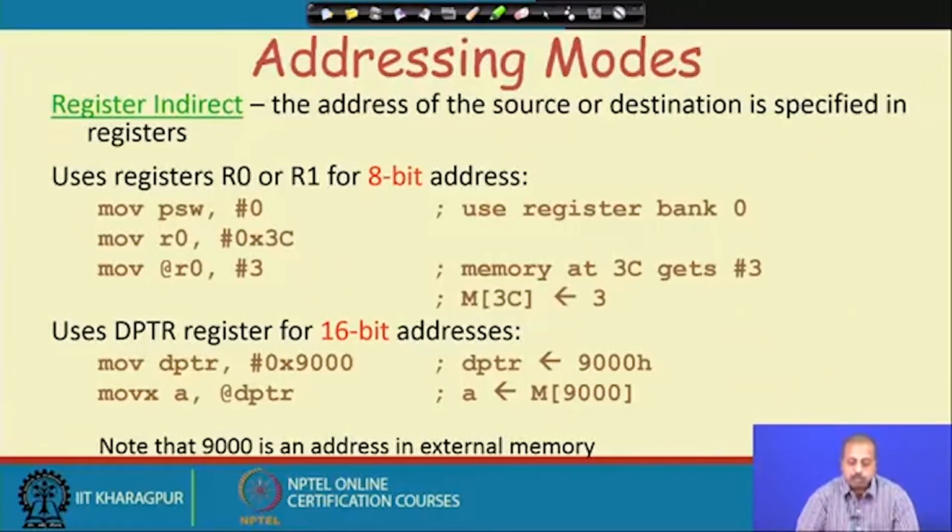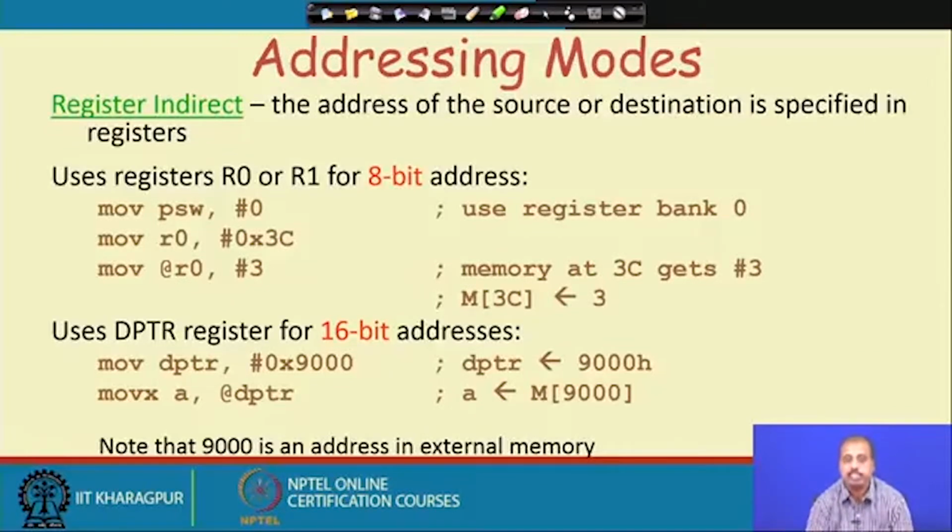So, this pair of instructions will get the content of memory location 9000 into the A register, and 9000 is an external memory location. We first of all move the value 9000 to the DPTR register. So, DPH gets 90, DPL gets 00. The DPTR pair gets 9000 hex, and then we say MOVX A, @DPTR.